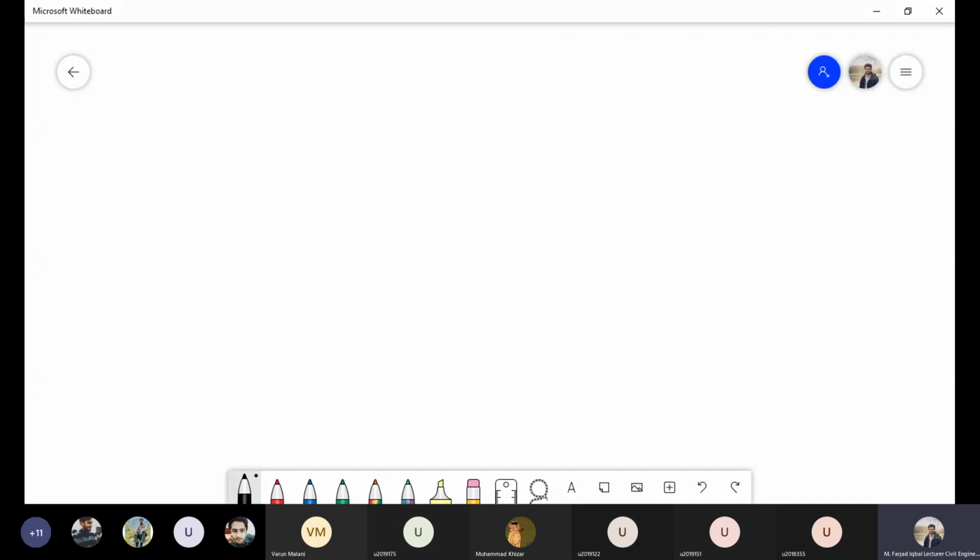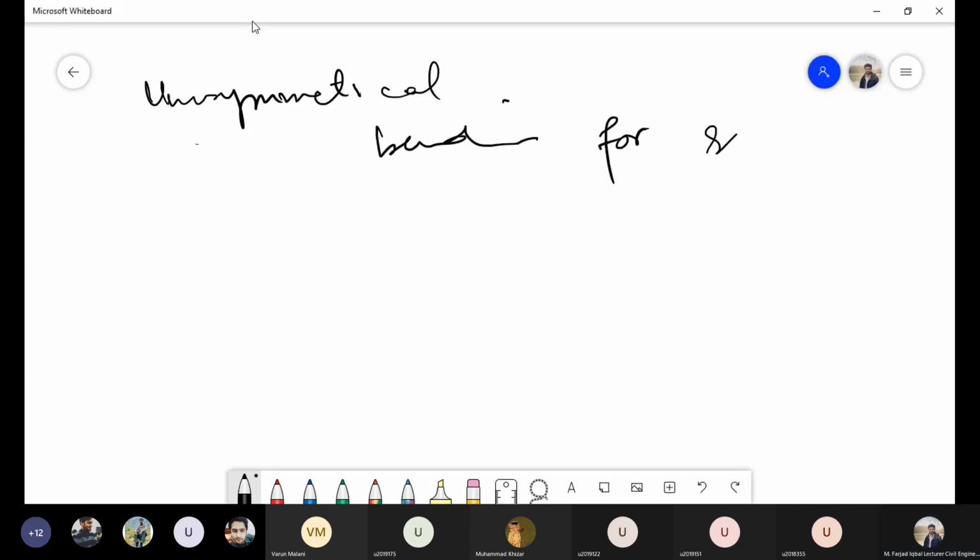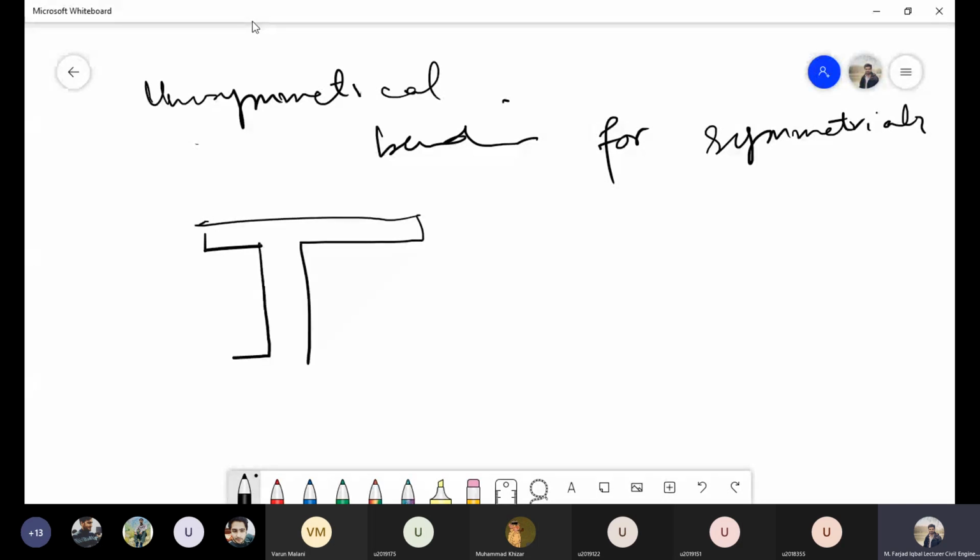Okay. In the previous class, we were studying unsymmetrical bending for the symmetrical sections, right? If I summarize what we have learned, for example, let's suppose there was an I section. In that case, because it is a symmetrical section, we would, let's suppose, be provided with some kind of load.